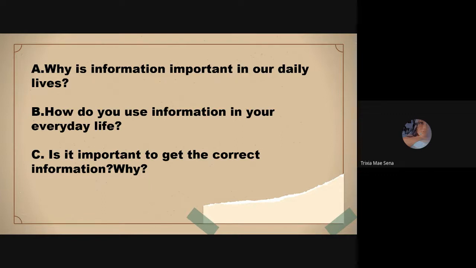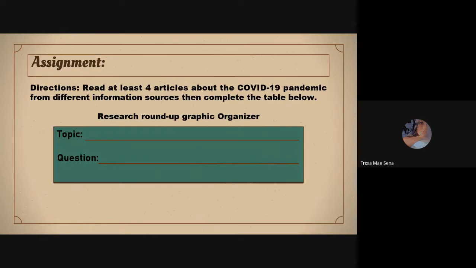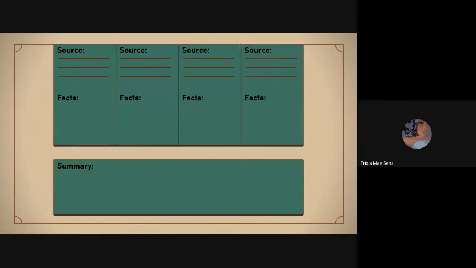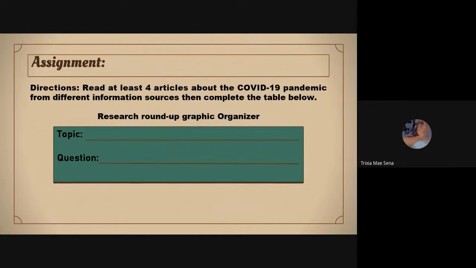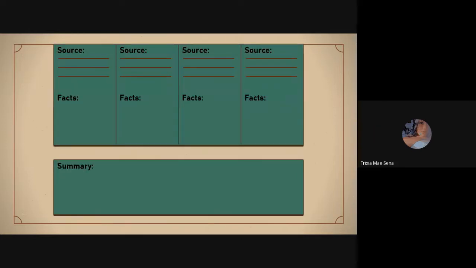Okay, very good. Now, I will be giving you all an assignment, which I expect that all of you will do. Read at least four articles about the COVID-19 pandemic from different information sources and complete the table below. This is a research roundup graphic organizer which you have to answer. I am expecting that you will pass this to me by tomorrow, okay, class?